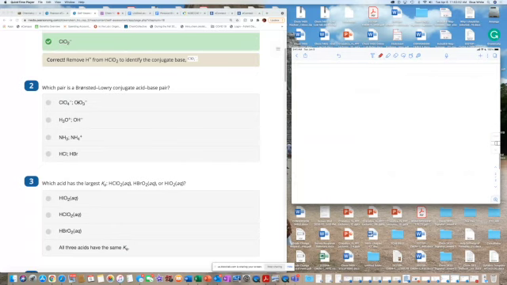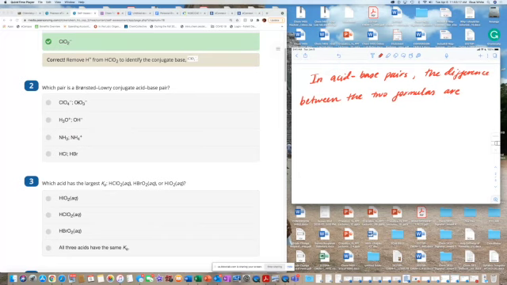So back to this, right? I'll write here, in acid base pairs, comma, the difference between the two formulas are a proton, aka H plus. That's the only difference.